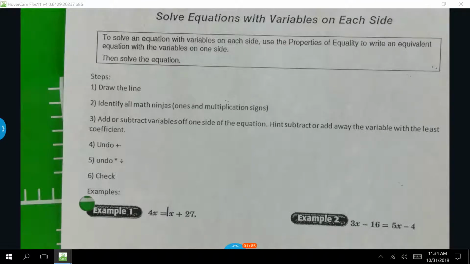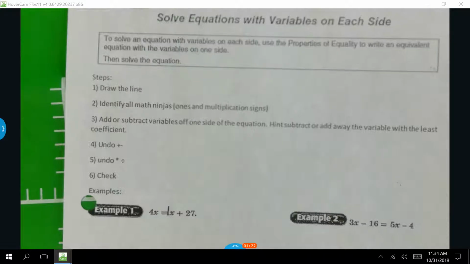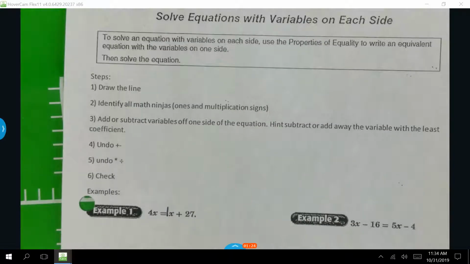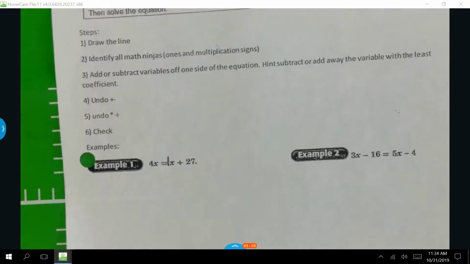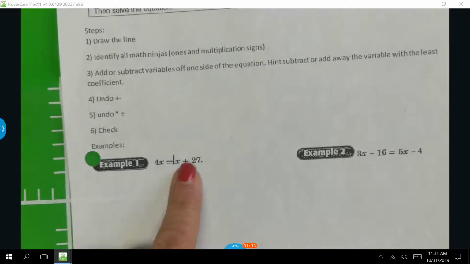We will add or subtract variables to one side of the equation. It always helps, if you can, to move the lesser of the two variable terms. It doesn't always make sense, but a lot of the time you're able to do that. Then you undo addition and subtraction. Then you undo multiplication and division. And then we check. So let's see how we do this. This equation has variables on both sides, but only a constant on the right-hand side.